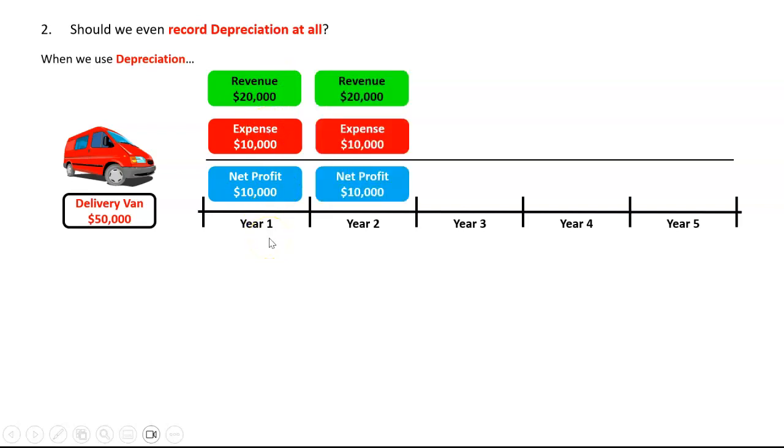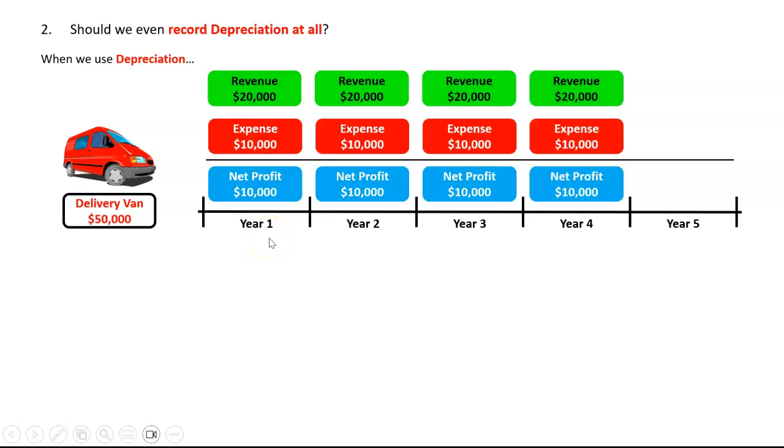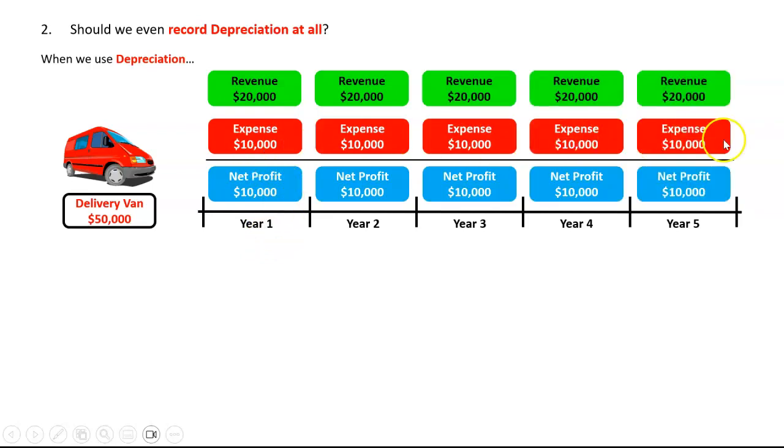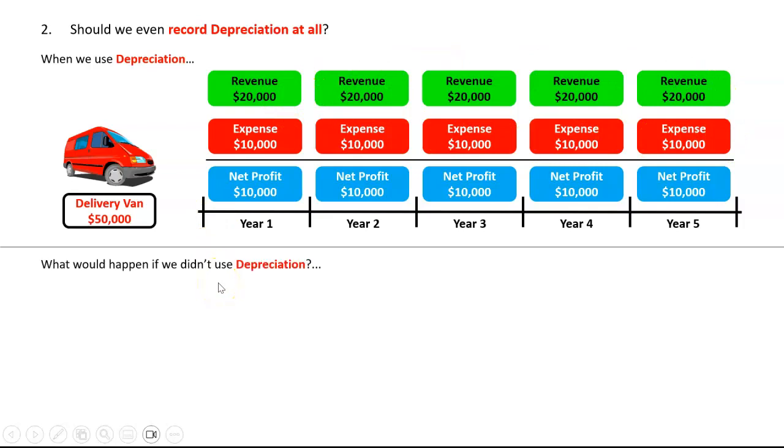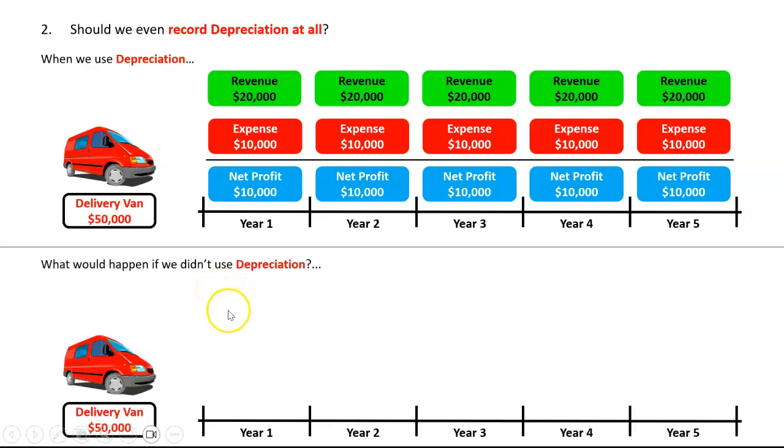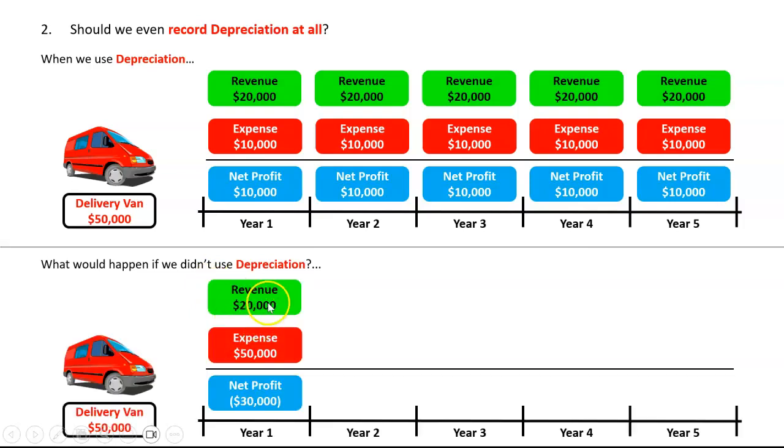So if we were going to use the van for 5 years, every year we charge $10,000 to match against the revenue from the van. And what we need to consider is, well, what if we didn't charge depreciation? What if we didn't use it? Here's what we'd do. We'd have revenue in the first year of $10,000, but we'd charge $50,000 as an expense because all of it's going to be incurred in year one because that's when we paid for it, and we'd actually get a net loss of $30,000.